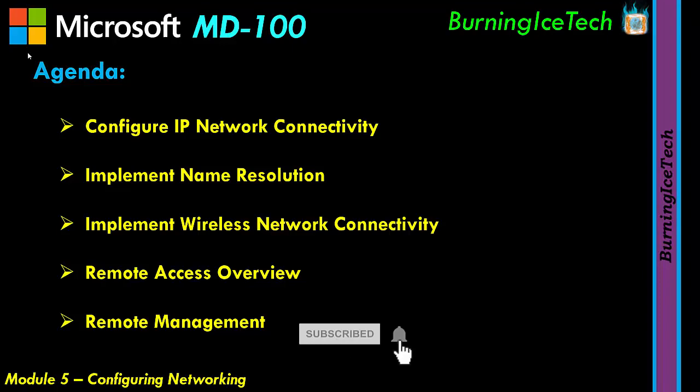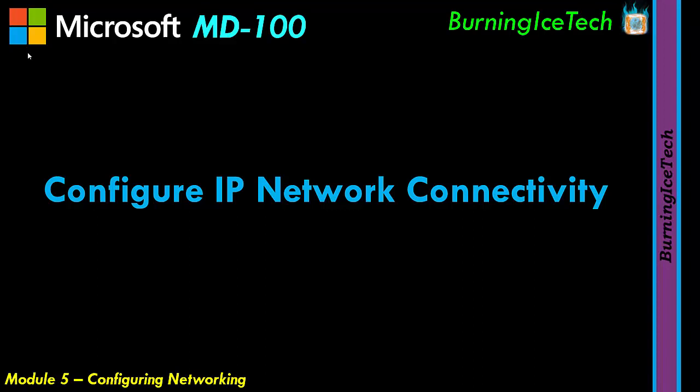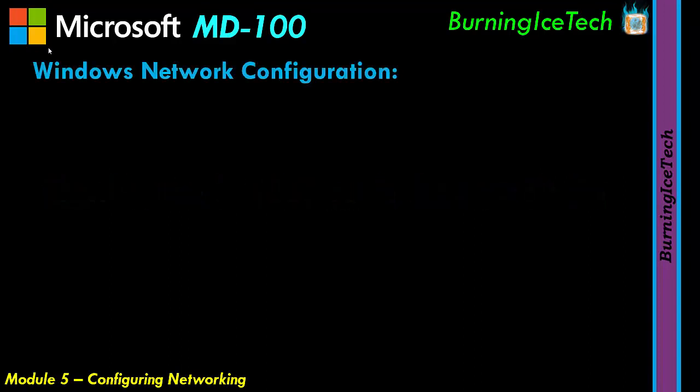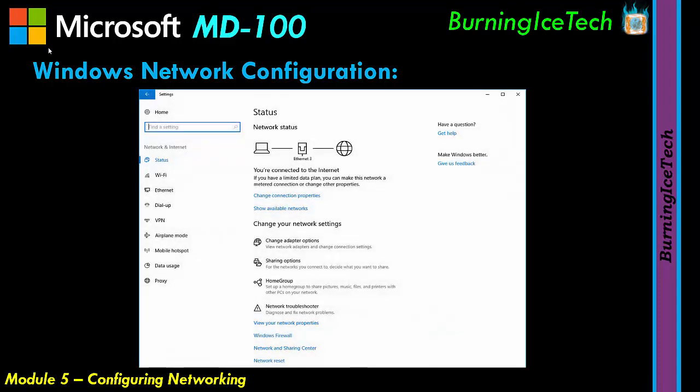Alright, let's take a look at that first main section, which is Configure IP Network Connectivity. Now, one of the first topics we're going to be talking about in this section is Windows Network Configuration. So just to give you an idea, here's a bit of a picture for you. I took this picture in the Settings app.